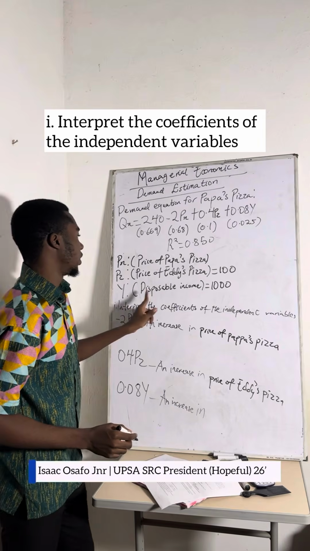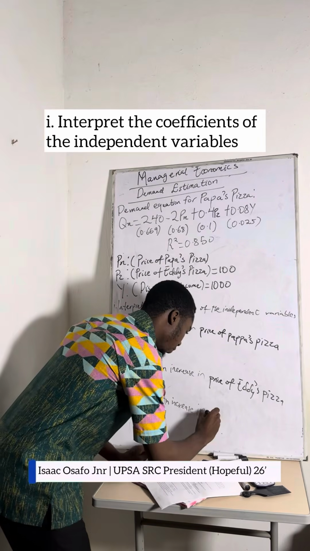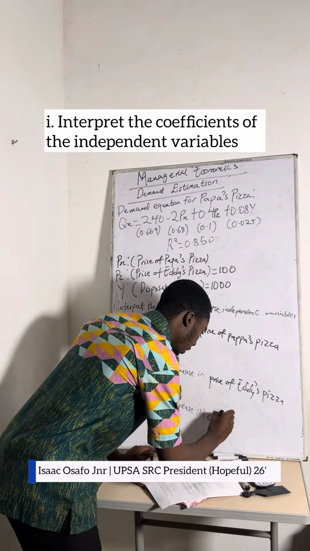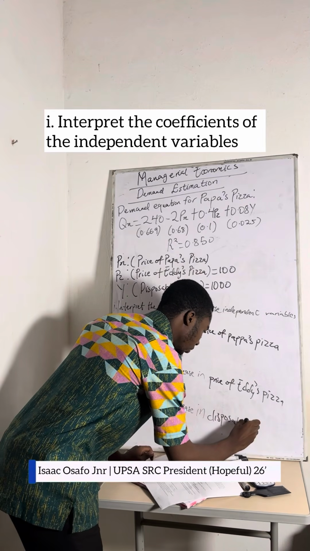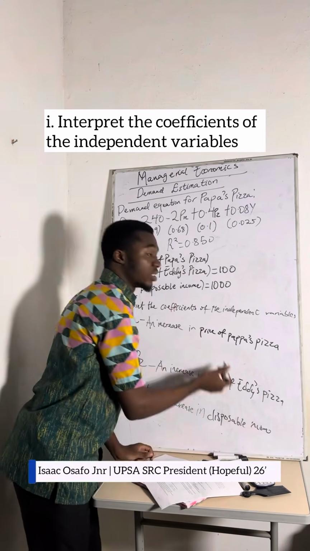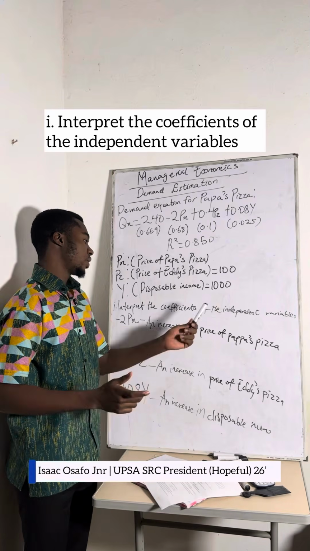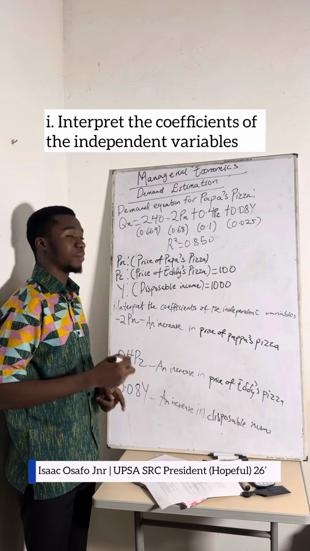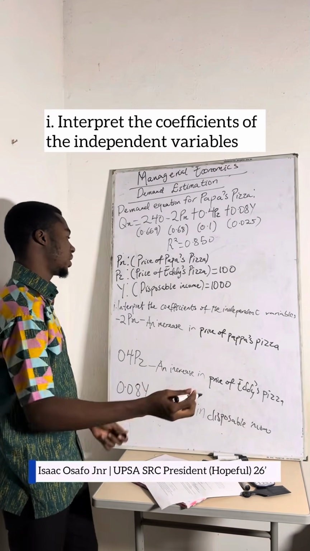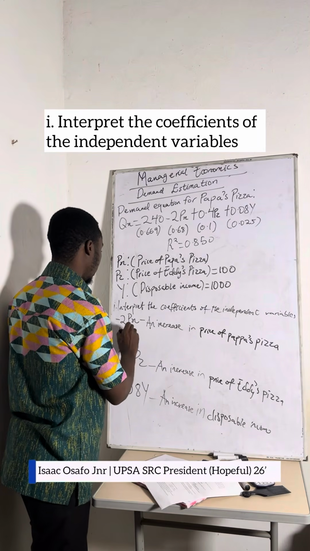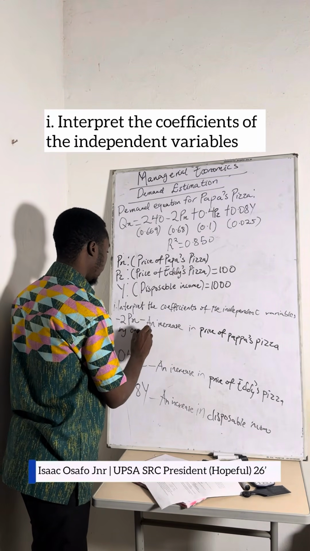Then Y is what? Disposable income. So an increase in disposable income. So I'm just making it easy for you so you'll be able to do it. Do you get it? So this one we are talking about 1 unit. So when you increase it by 1 unit, you can just say by 1 unit for each of them, by 1 unit.